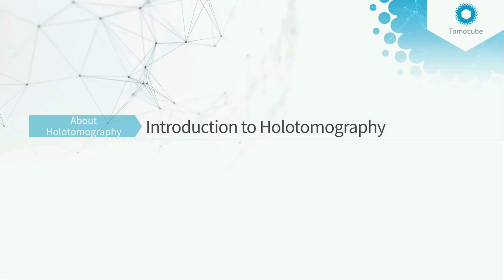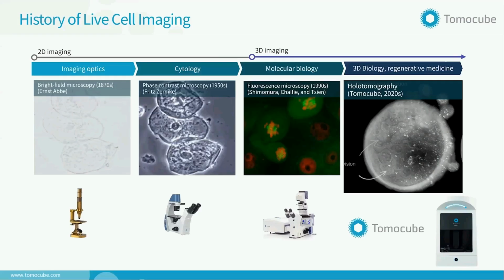And now, I'd like to talk about the principle of the holotomography system. First, I'd like to talk about the history of live cell imaging and the major milestones in the history of live cell imaging and the relevant microscopic techniques. Ernst Abbe and Carl Zeiss provided the foundations of modern optical microscopy, the bright field microscopy system. They defined the resolution and provided high quality objective lenses so that you can magnify a small object to a large size.